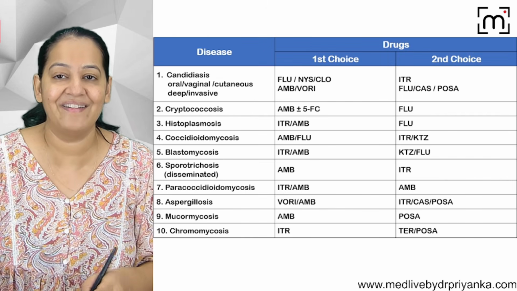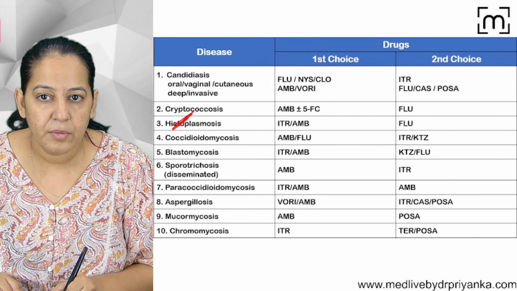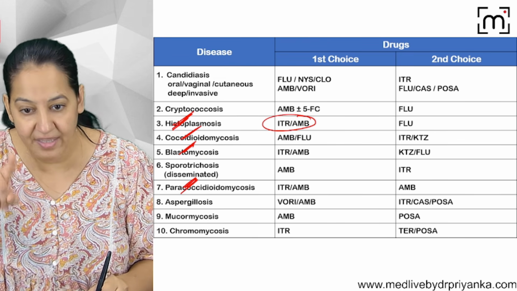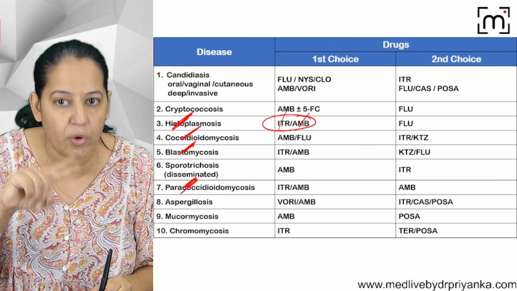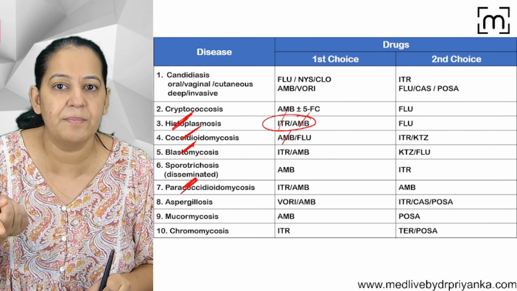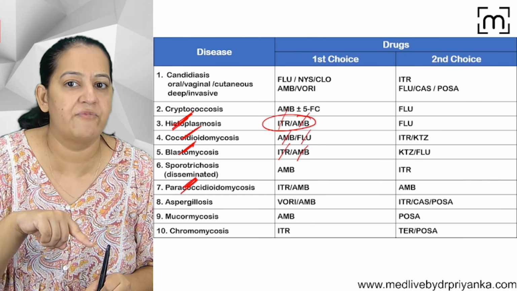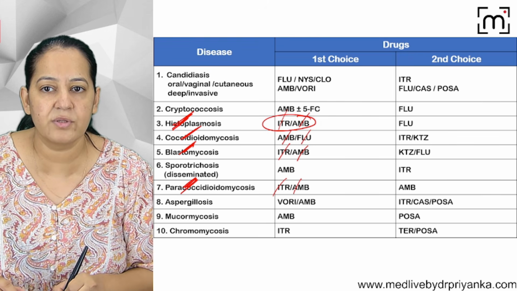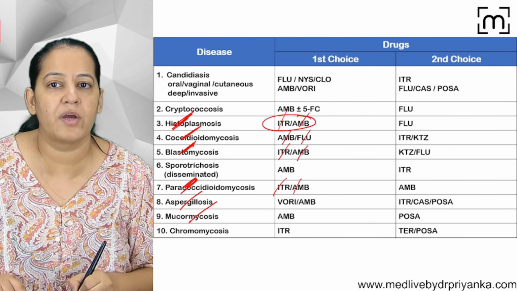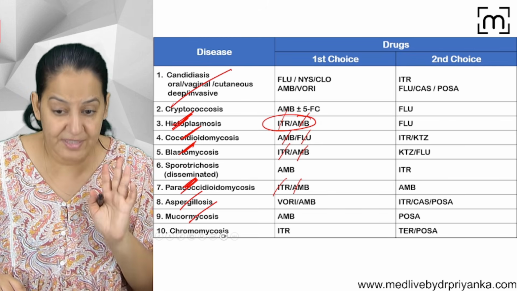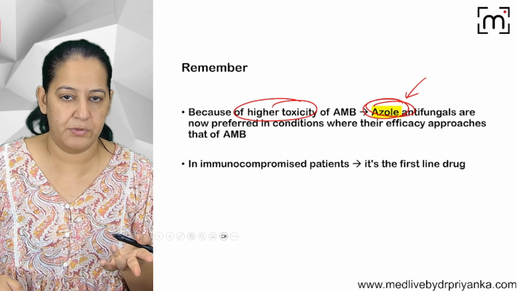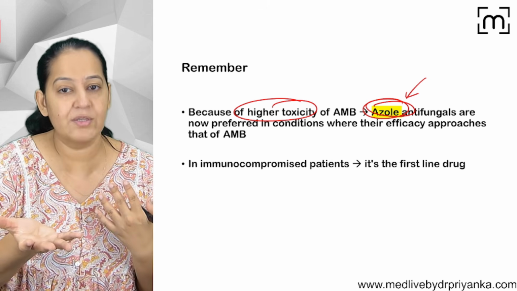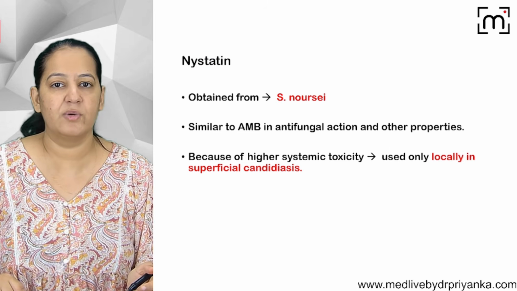So you can see here for histo, coccidio, blasto, paracoccidio, we are using either an Azole, itraconazole, or amphotericin B. Fluconazole, itraconazole or amphotericin B. So we are using either Azole or amphotericin B. In others also, you can see in aspergillosis, mucormycosis, candidiosis, amphotericin B is the drug of choice, but we can use Azole also. It is the choice of the physician who wants to give Azole or amphotericin B to his or her patient.